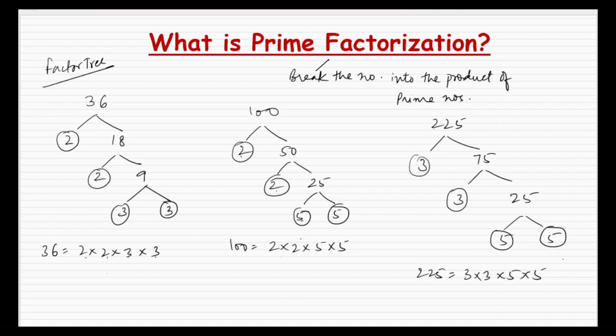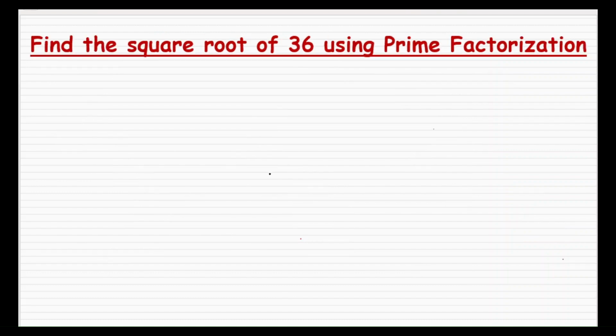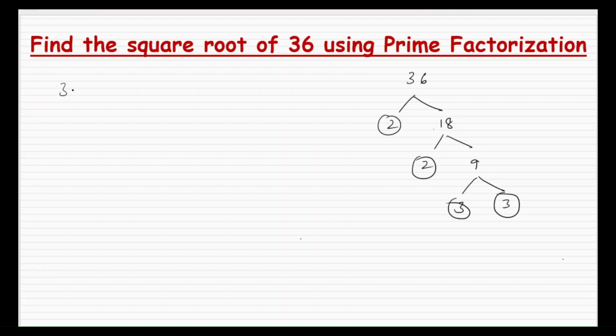Now, how to find the square root using this method? Let's take our first example. Find the square root of 36 using prime factorization. So let's find the prime factorization of 36. 36 can be written as 2 times 18, 2 prime, 18 not. 2 times 9 is 18, 2 prime, 9 is not. 9 can be written as 3 times 3 and 3 is prime. So the prime factorization of 36 is 2 times 2 times 3 times 3.